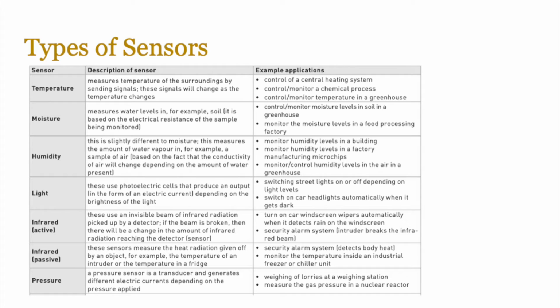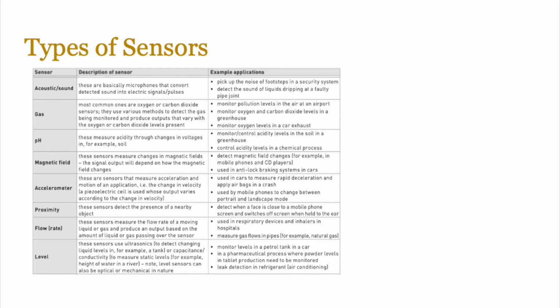Pressure sensors have a transducer that generates different electric currents depending on the pressure applied. And we use it to measure the weight of lorries or vehicles. We measure the gas pressure in a nuclear reactor. Even if you wanted to measure how many cars are crossing a road, a pressure sensor would probably be used there. Other types of sensors include sound sensors.